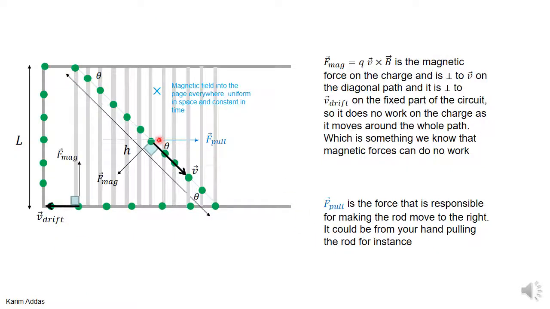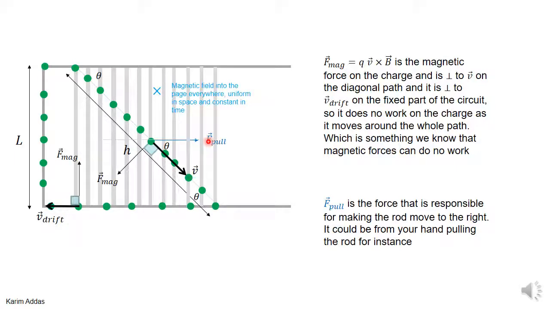So there's the pull force. Someone has to pull on this rod to the right to make it move with a certain velocity. If you don't pull on the rod, it will just slow down and stop. Because when you have a current in this circuit, a current in the rod, there's a force on the rod to the left, IL cross B to the left. And so if you stop pulling on the rod, it will just stop.